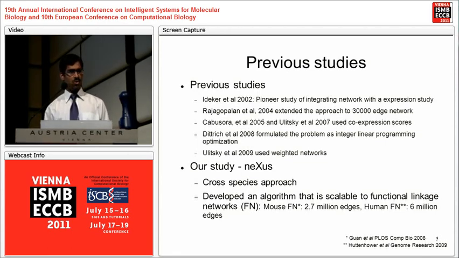Also, with the massive amounts of data available in species, we can have much more comprehensive networks like the functional linkage networks. These networks literally contain millions of edges and are two orders of magnitude larger than protein interaction networks. We need a new generation of tools, and we have made sure that our algorithm is scalable to the functional linkage networks.